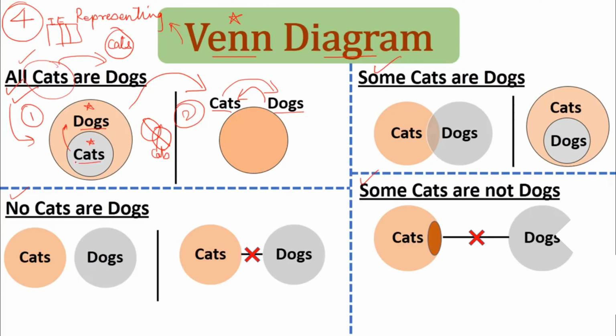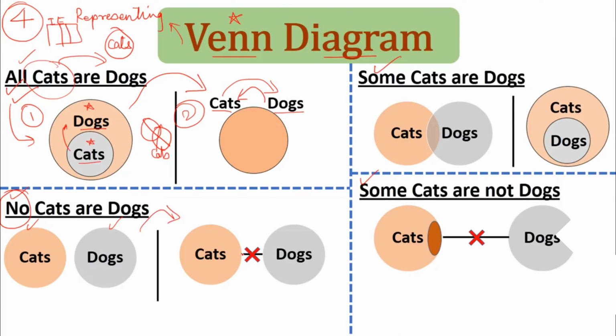Moving on to the next important word, "no." No cats are dogs. That means there are cats in this world, there are dogs in this world, and they are not at all related. So draw 2 circles separated from each other, not touching each other or coinciding with each other. Very easy. Alternate way to draw this is this way: draw cats, draw dogs.